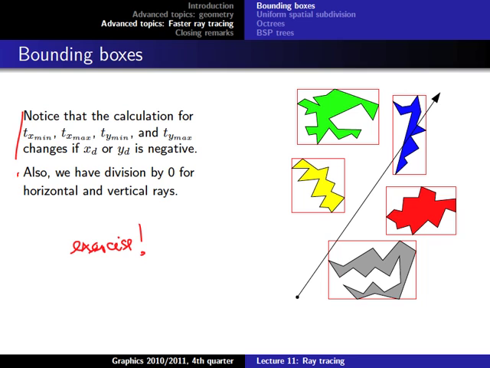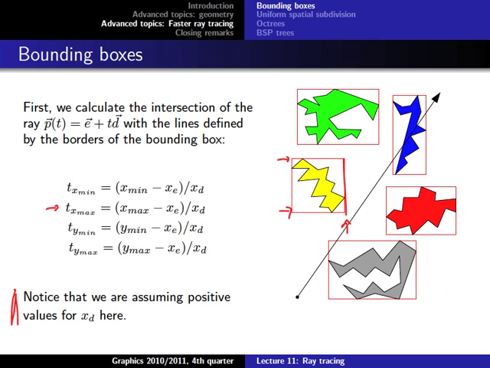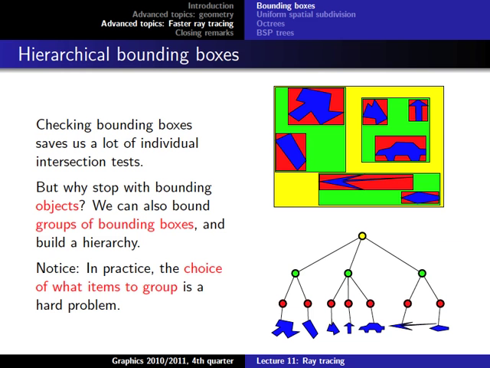And also another special case that we have to take care of: if we have horizontal or vertical rays, then we get in this calculation a division by 0, which of course is not a good thing to have, so we also have to do some special treatment here. But these are just special cases that we need to take care of when we do an implementation. But they don't change the basic concept, which is why I'm going to skip it now.